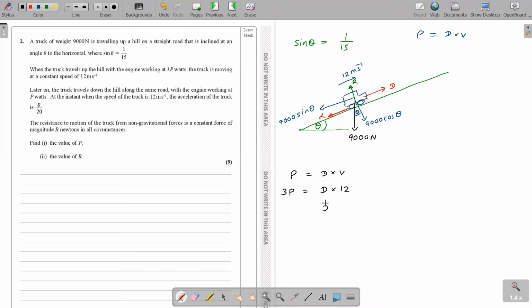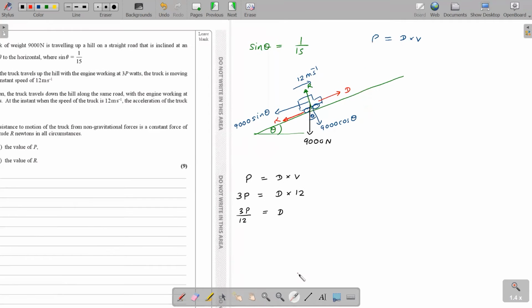So then we can get D equals 3p over 12. Are you okay with that? The driving force in this case is equal to 3p over 12. Now, since the truck is moving at constant velocity, what can you say about the forces acting along the plane? They are equal, they are balanced.